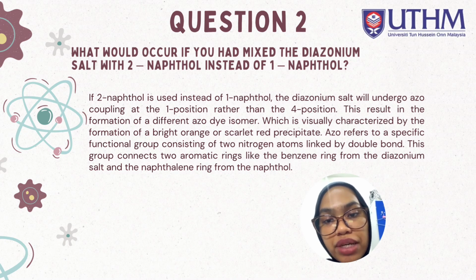Azo refers to a specific functional group consisting of 2 nitrogen atoms linked by a double bond. This group connects 2 aromatic rings, like the benzene ring from the diazonium salt and the naphthalene ring from the naphthol.